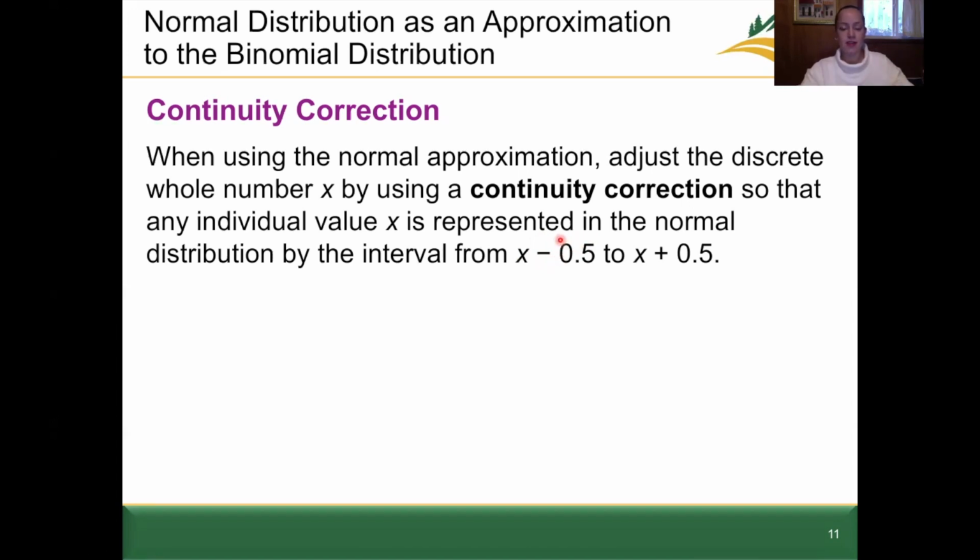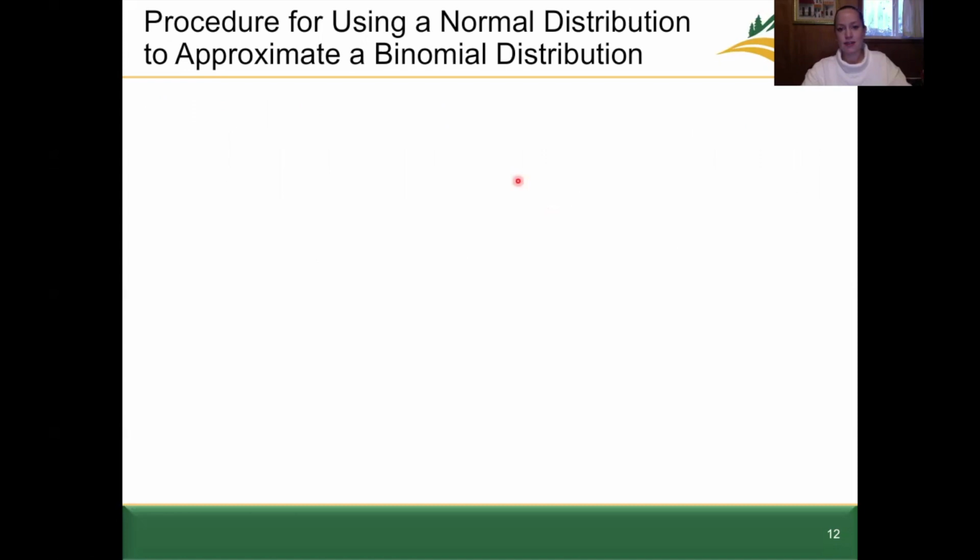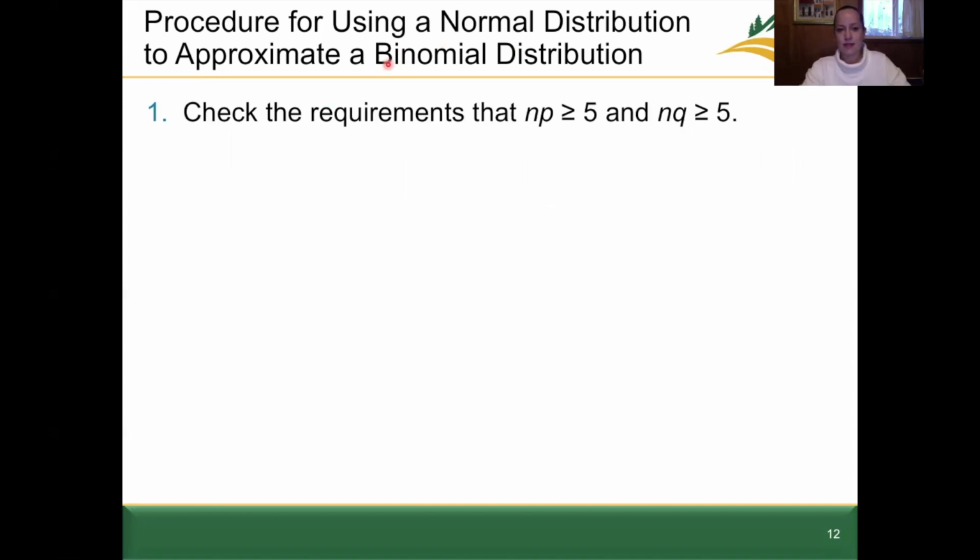Okay, so now we've touched on the requirements, we've talked about how we would execute this continuity correction, and we'll practice doing that. Now let's talk through the procedure for using a normal distribution to approximate a binomial distribution. Okay, well, step number 1 is checking those requirements again. You've already done this if you have determined that we can use a normal distribution to approximate the data, but we check this requirement again. N times P has to be greater than or equal to 5, and N times Q has to be greater than or equal to 5.